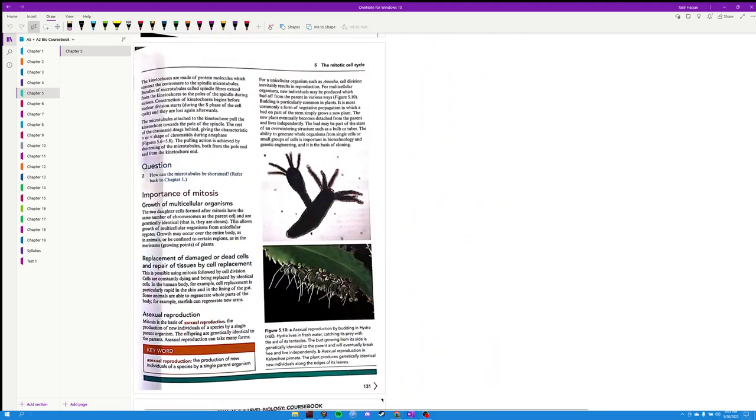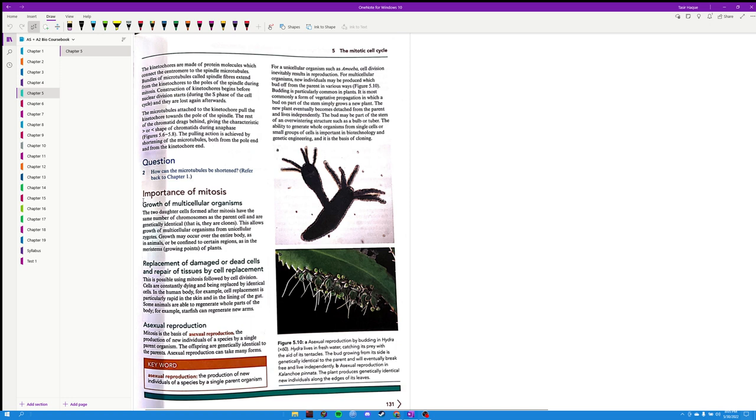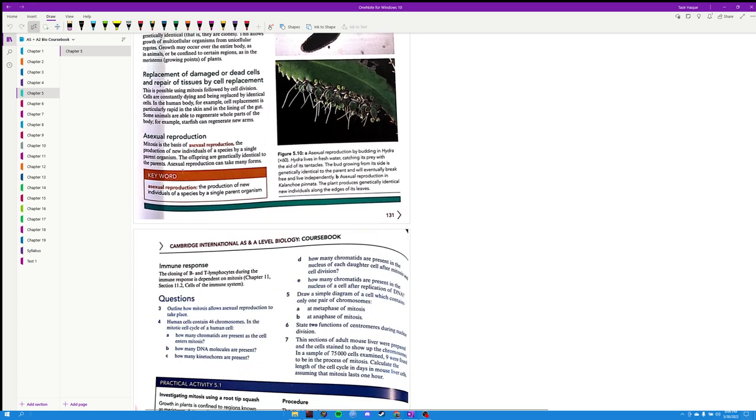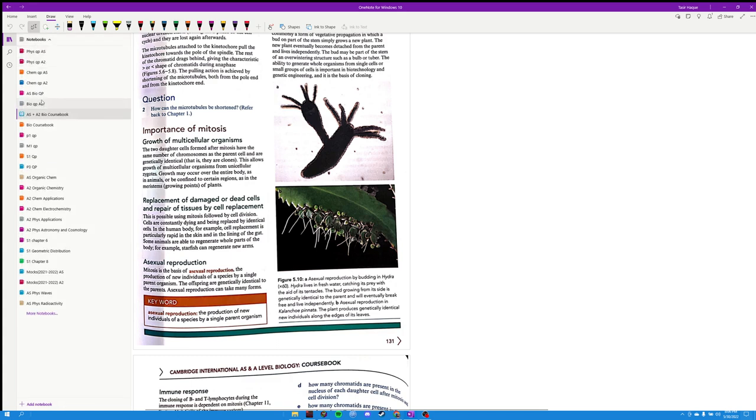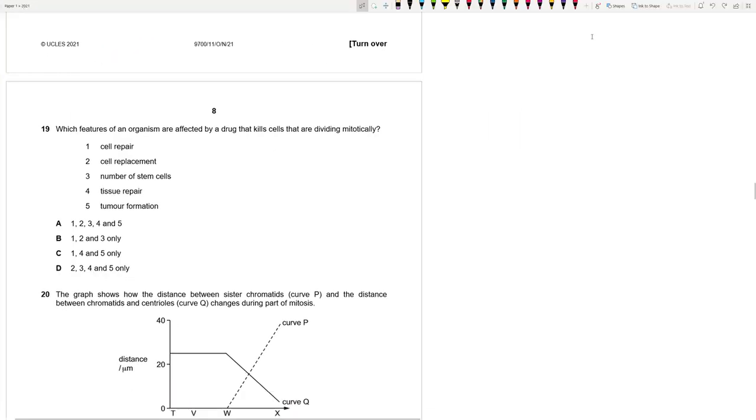Right, so importance of mitosis. Okay, this is really important. It's required for the replacement of damaged or dead cells and repair of tissues by cell replacement. Okay, it's not cell repair, rather, it's tissue repair. It's required for the growth of multicellular organisms, and it's also required for asexual reproduction. So that's the important part. Okay, so back to this. Cell repair is not correct. Cell replacement is fine. Tissue repair is fine.